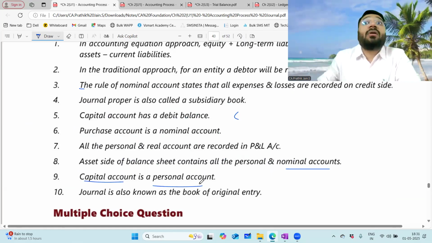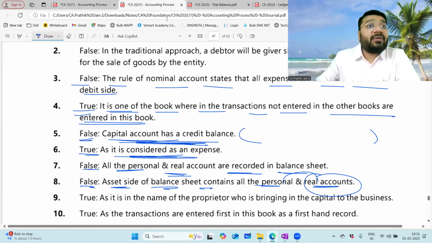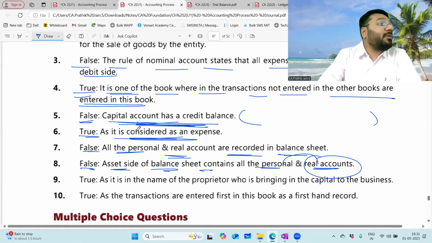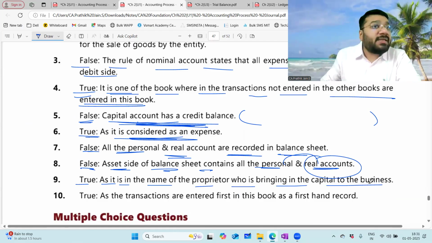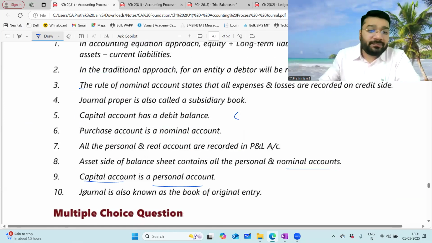Capital account is personal account. True. Capital account is contributed by the natural person. Natural personal account. True. As it is in the name of the owner who brings in the capital to the business, hence it is natural personal account.